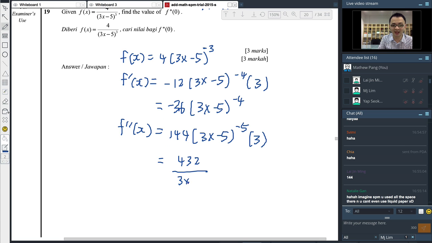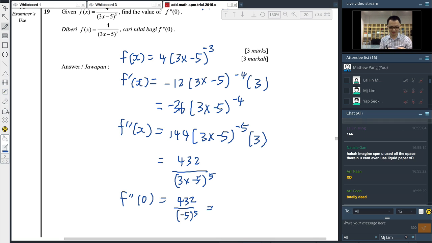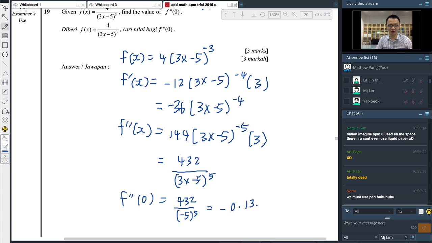Then this is (3x minus 5) to the power of 5. Then you substitute the 0 into the x. So this is 432 over negative 5 to the power of 5. Wow, the answer is so different. Negative 5 to the power of 5. Okay, it's negative 0.1382.